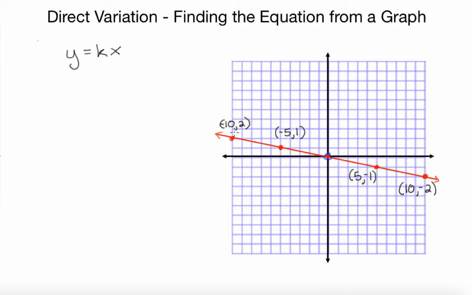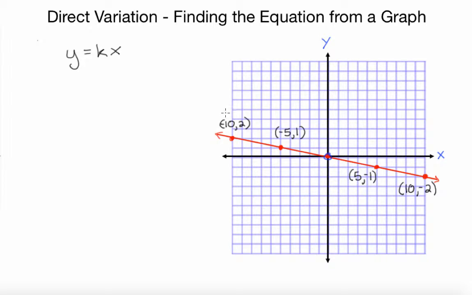Now I'm also given some information about some points. Looks like I've got negative 10 and 2. There's another point, negative 5, 1. And two other points, the coordinates are there. And I'm remembering that the horizontal axis is telling me the value of x for each point, and the vertical axis is telling me the value for y for each point.